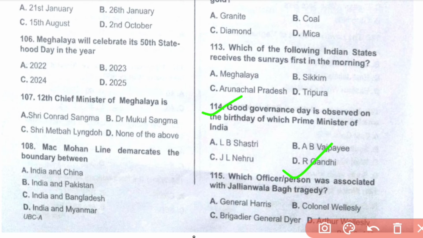Which of the following Indian states receives the sunrise first in the morning? This is Arunachal, easy. Good governance is observed on the birthday of which Prime Minister of India? This is A.B. Vajpayee, if I'm not wrong. Yes, A.B. Vajpayee.